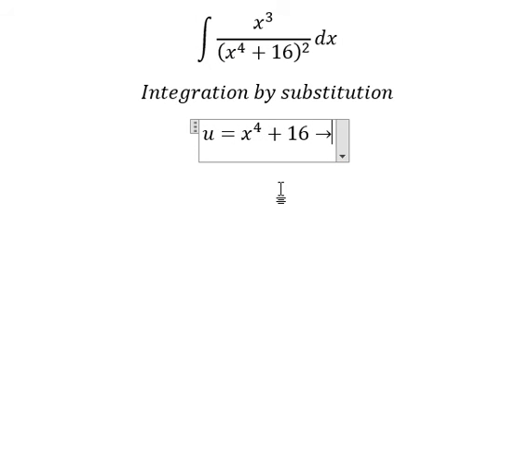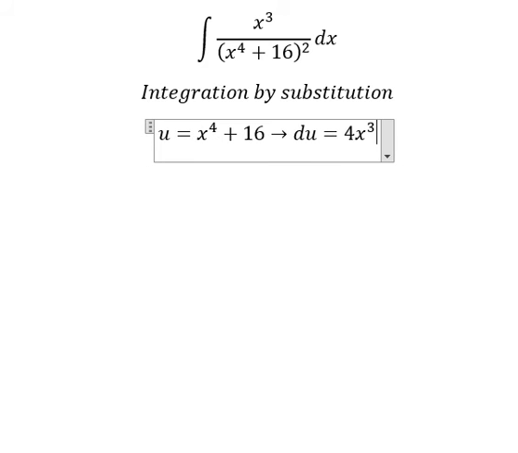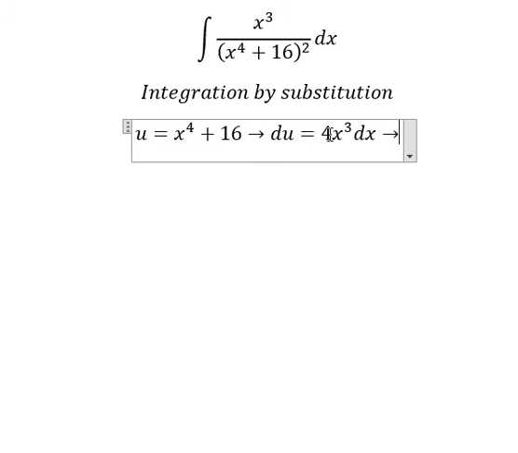So we first take the derivative of both sides. So we have 4s to the power of 3 ds. Next, we divide both sides by 4.